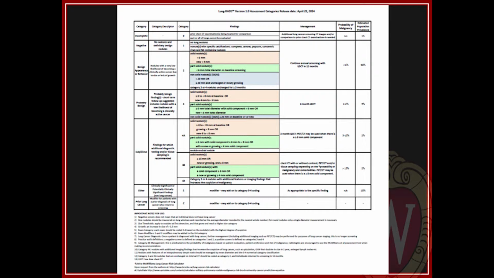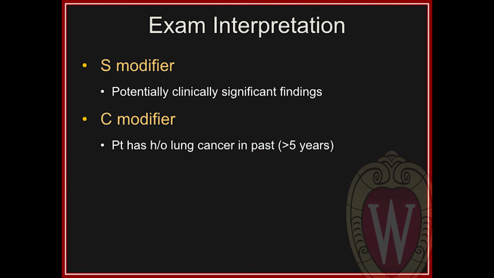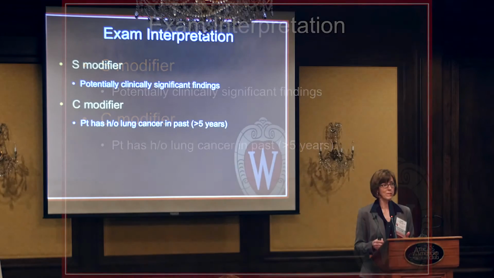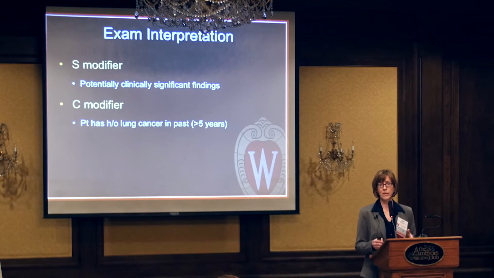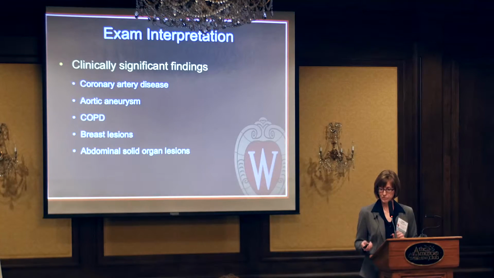So you saw the Lung-RADS categorization. There is an S modifier for clinically significant findings, and then a C modifier if the patient has had a history of lung cancer. And again, we don't scan those people as screeners until they've been 5 years out, because typically they're being followed by their oncologist until that 5-year cure designation.